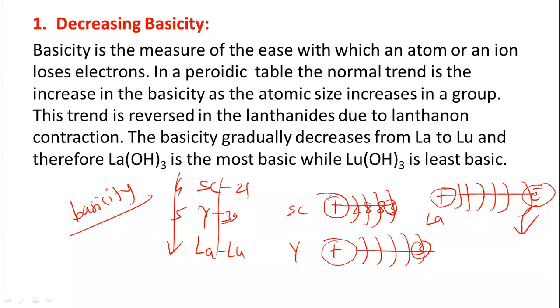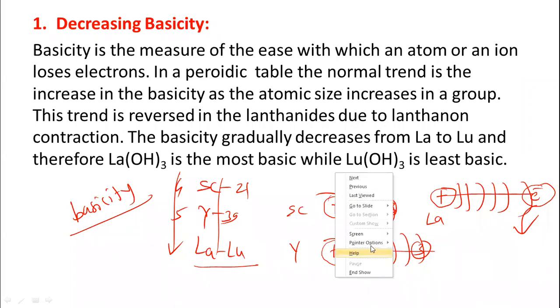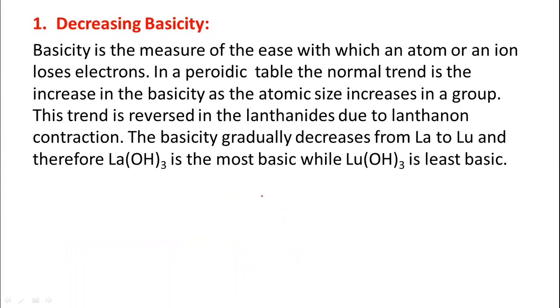But in the case of the lanthanum elements, from lanthanum to lutetium, the atomic radius goes on decreasing due to the lanthanum contraction effect. Therefore, basicity is also going to be decreasing. So which is more basic in character? Lanthanum is the most basic, and lutetium is the least basic in character.